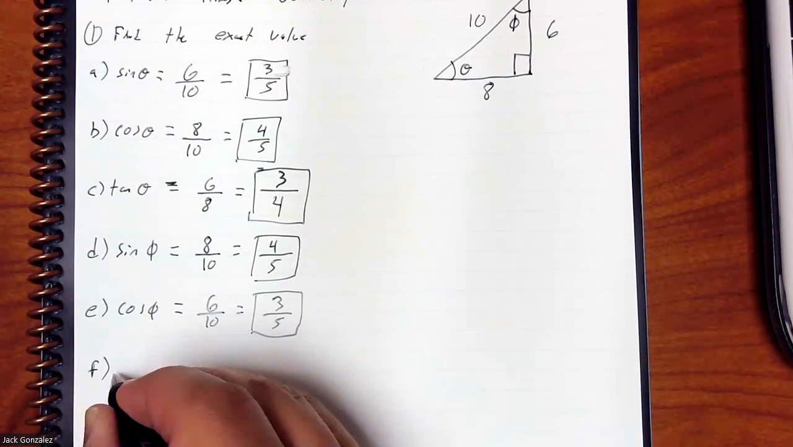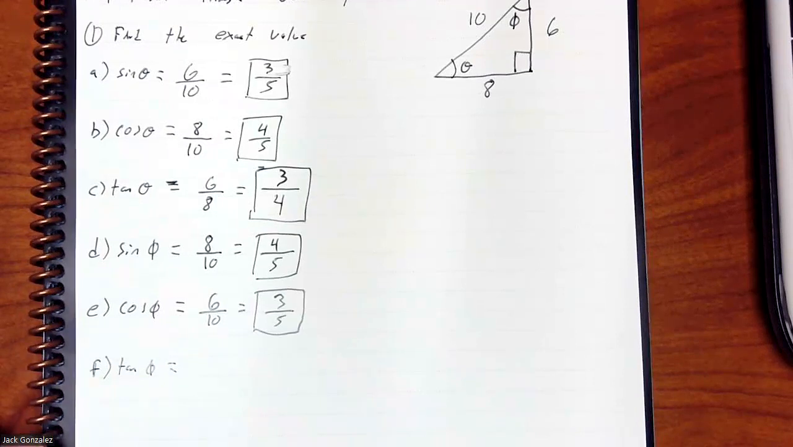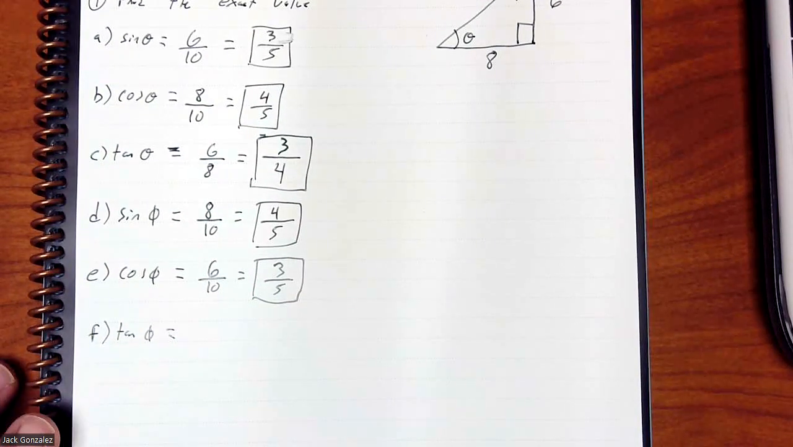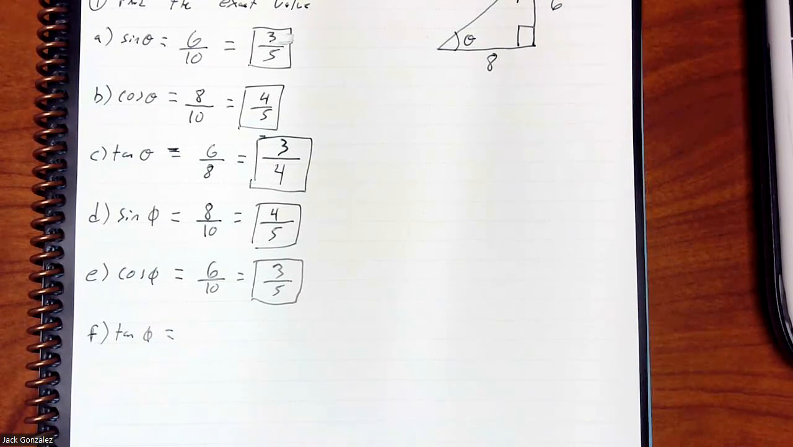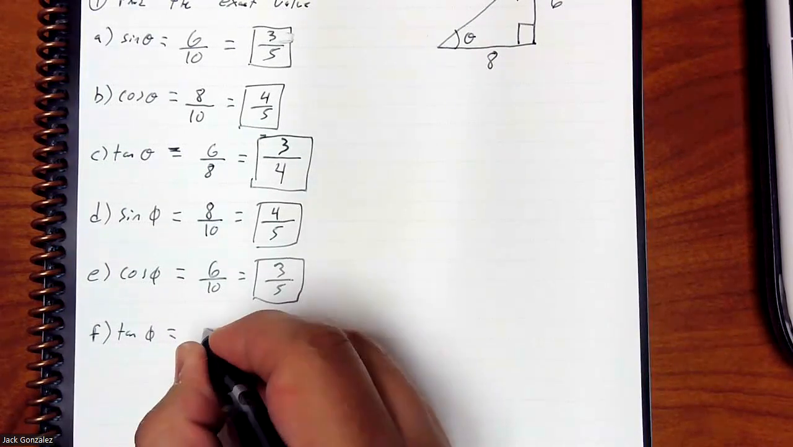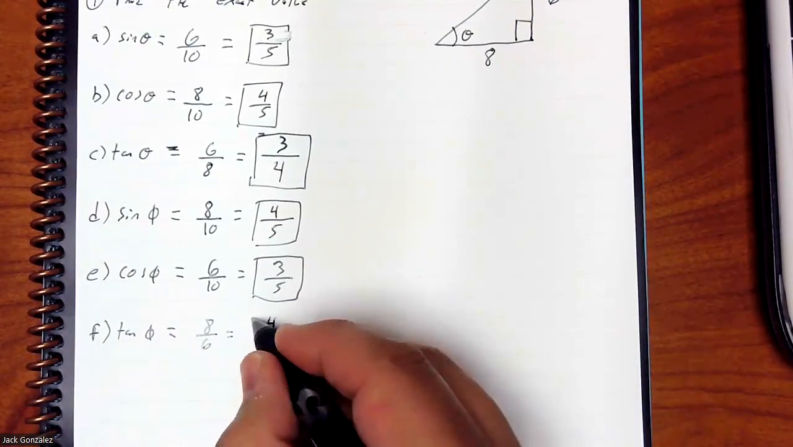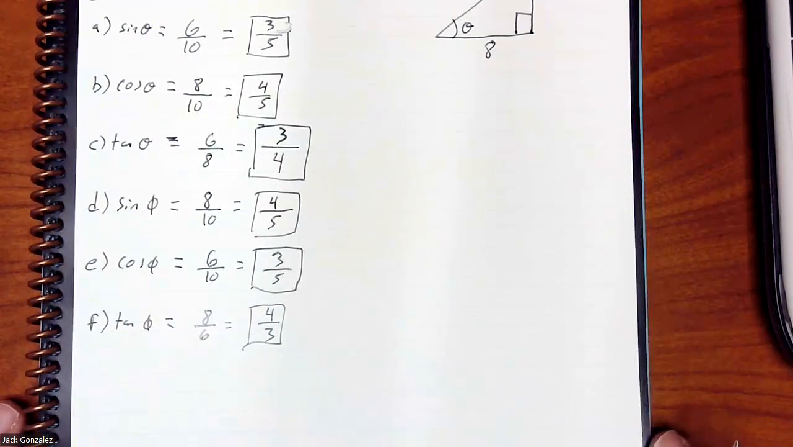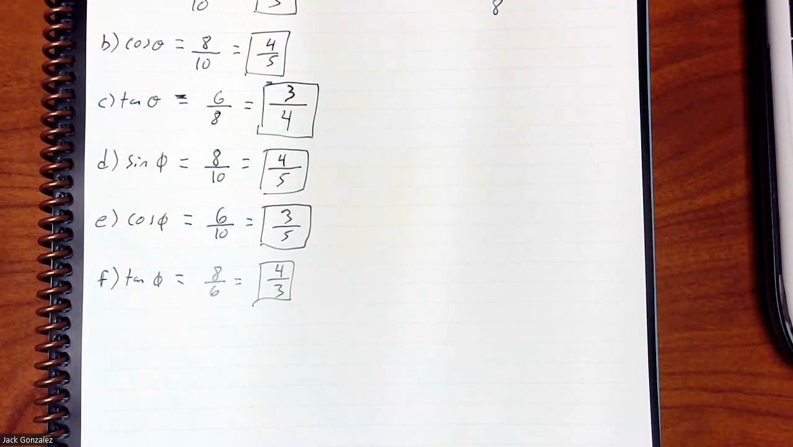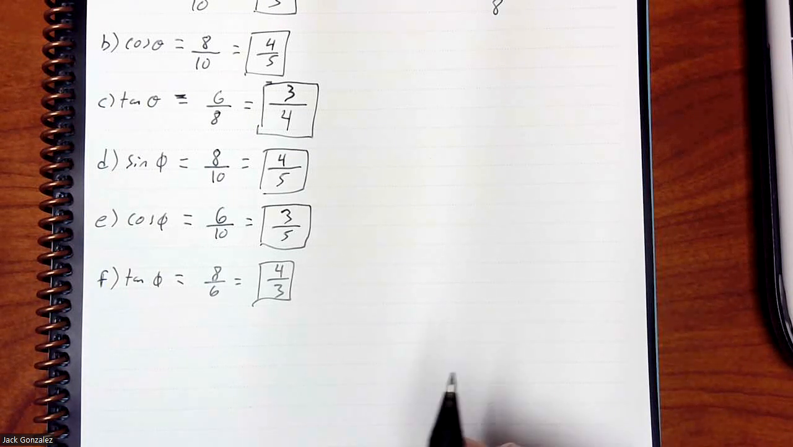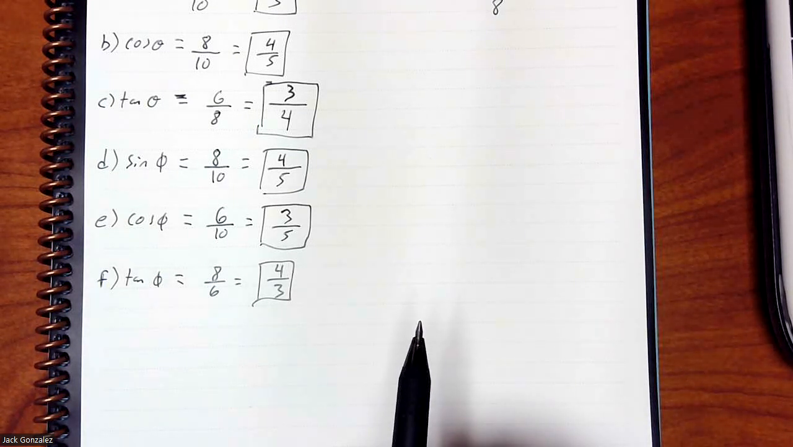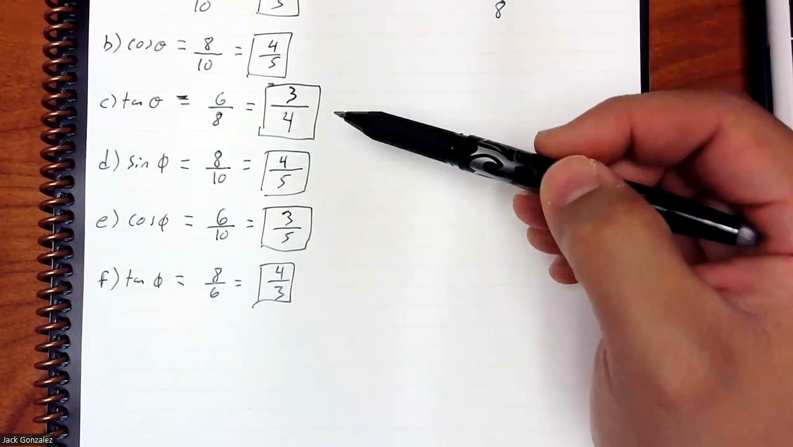Finally, F, tangent of phi. 8/6, which is 4/3. So you will have something like this as well. But it's not too bad, right? All right. Any questions on number 1? Do you see where these values are coming from? If not, please let me know.